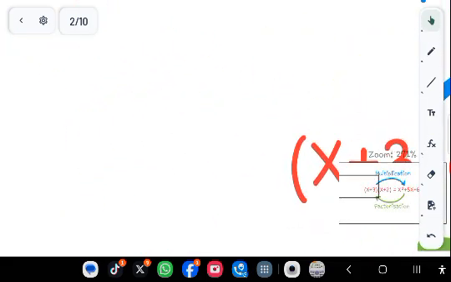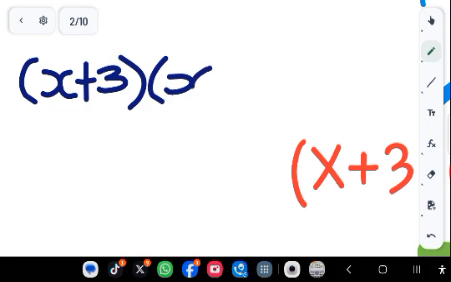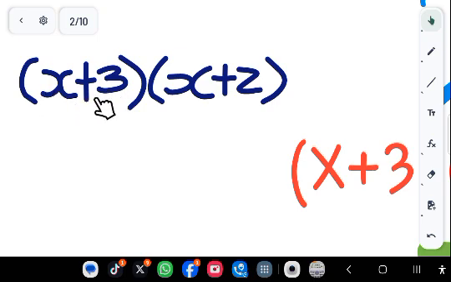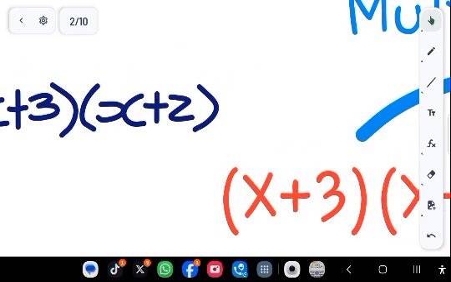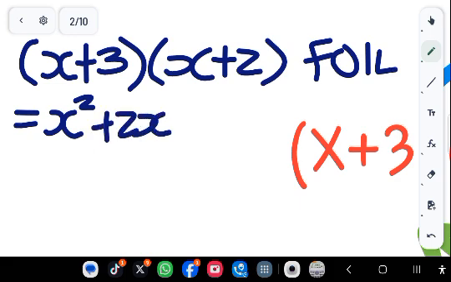All right, on the left hand side, we are going to multiply x plus 3 times x plus 2. Both of these are binomials. A binomial is an algebraic expression with 2 terms. So when you use the method of FOIL, first, outer, inner, last, this is what you get. That will be equal to, first of all, you multiply the first, x times x gives you x squared. Next, x times 2 gives you 2x. And then next, 3 times x, which is the inner, gives you 3x. And then lastly, 3 times 2 gives you positive 6.